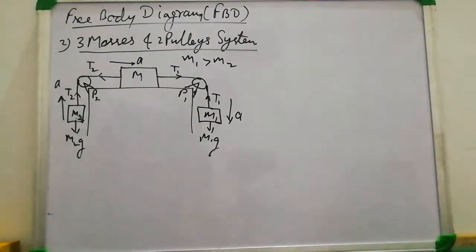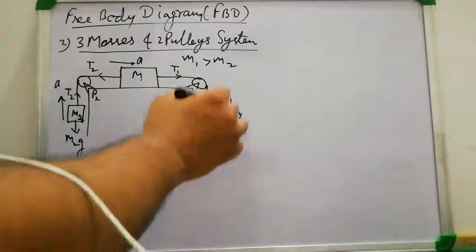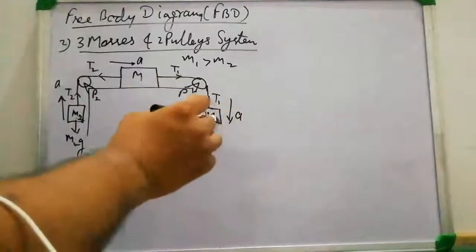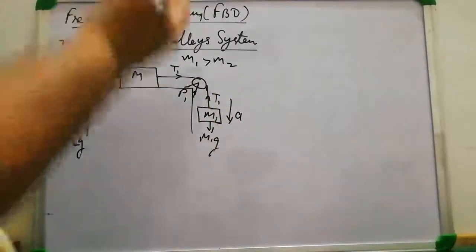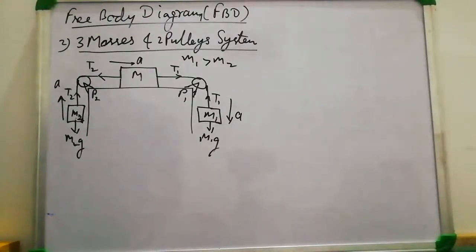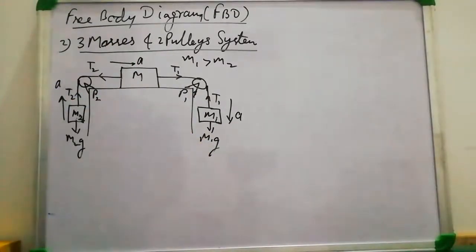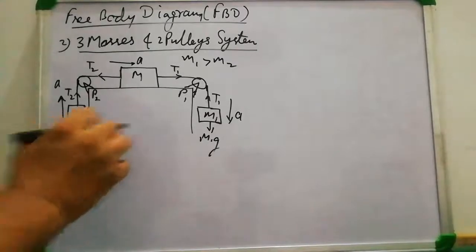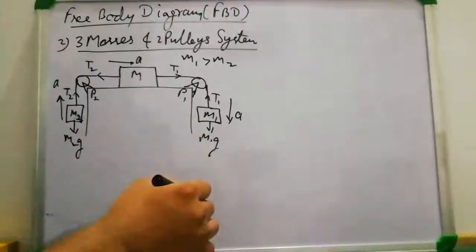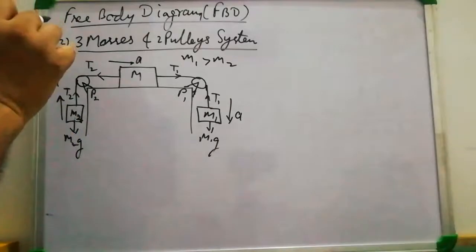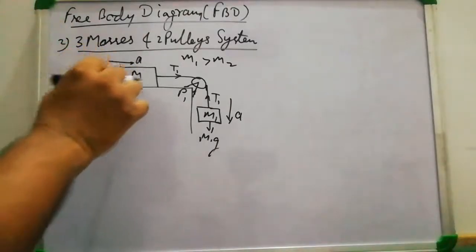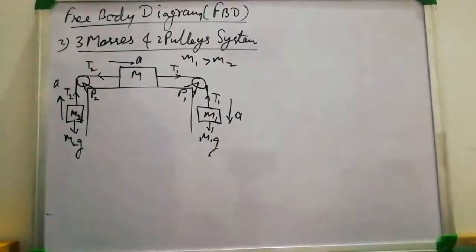Now, if we say that the mass m1 is greater than m2, then what will happen? The weight of the mass m1 will pull it in the downward direction, and the whole system will be pulled towards the weight of the mass m1. So what will happen in this case? M1 will go in the downward direction, M2 will be raised in the upward direction, and this mass capital M will be moving to its right direction.